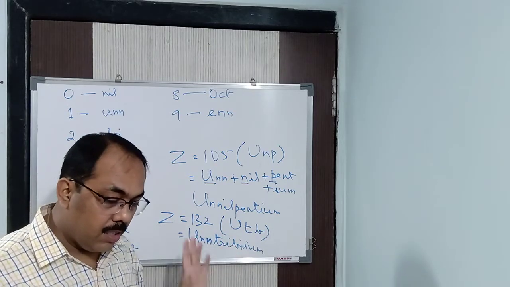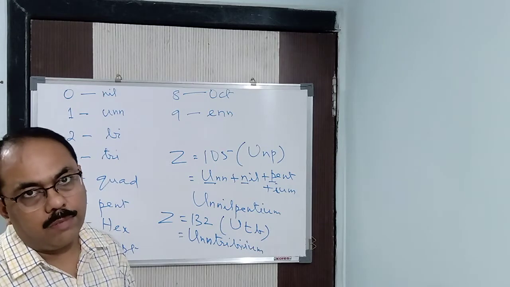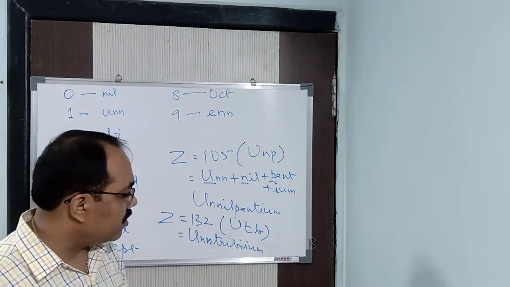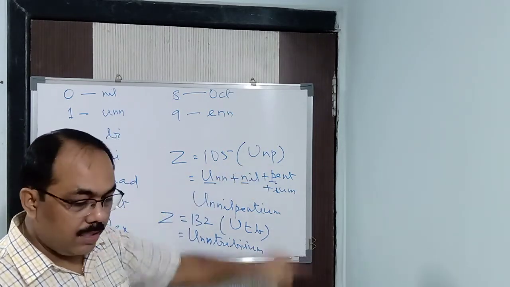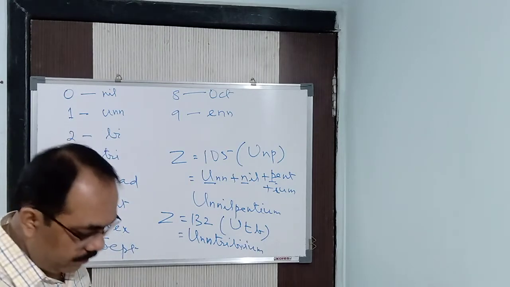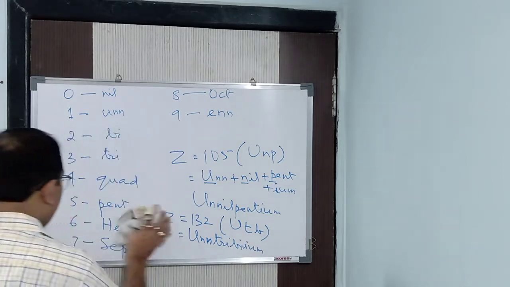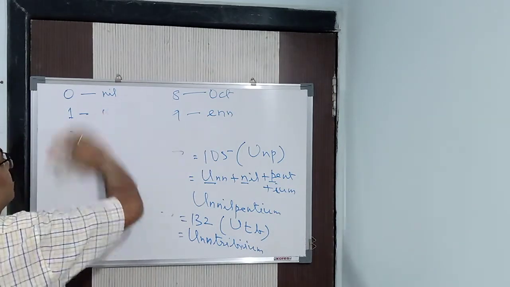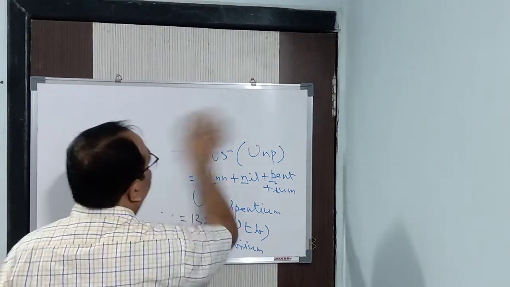You can also write the symbol at the same time. The first letter is capital, and the second and third are small. It is the same rule as we had previously. Alright, fine. So in this way you came to know how to write the IUPAC name of an element whose atomic number is more than 100.